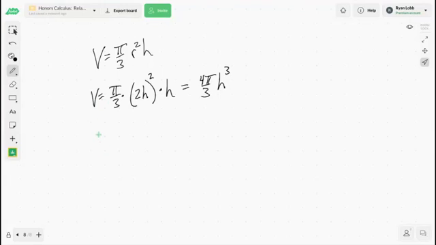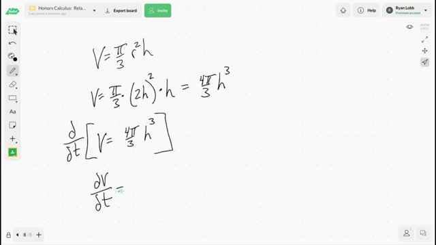Now this is a much simpler looking equation, and then look what happens when I differentiate this with respect to t. I get dv dt equals 3 times 4/3, which is 4 pi h squared times dh dt. And now this is what I'm after. That's what I want to solve for. So all I need to know is what dv dt is and what h is, and those were given, right?